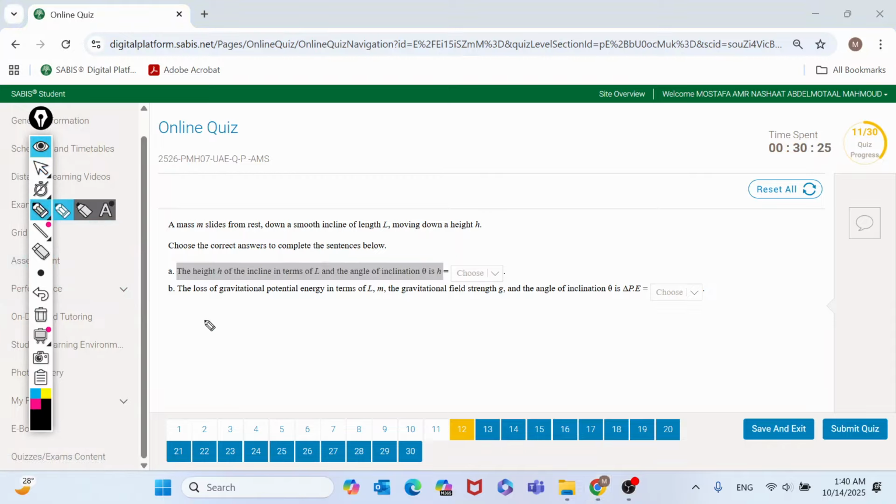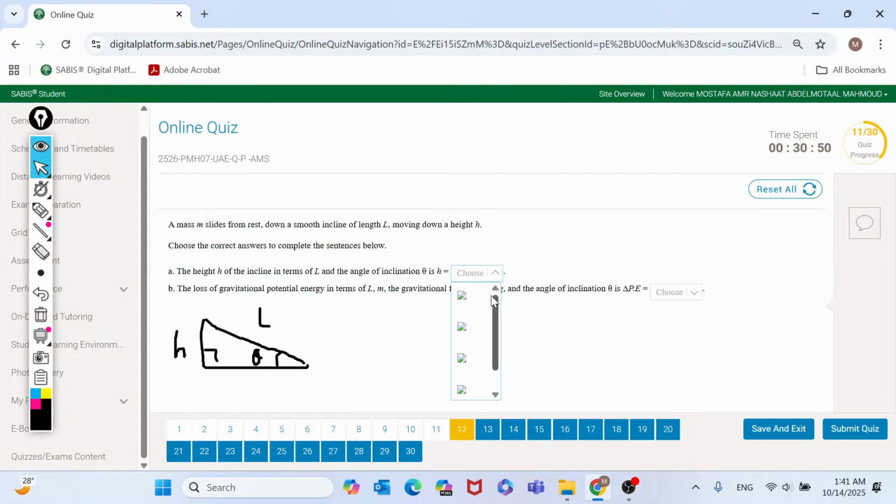Okay, look. Let's say we have an incline, yeah? Let's say the height is h. The length of the incline is L, right? This is the right angle. And this is the angle we're trying to find. Okay? So, if you look at the options... Oh yeah, I love these options. Picture, picture, picture, picture.